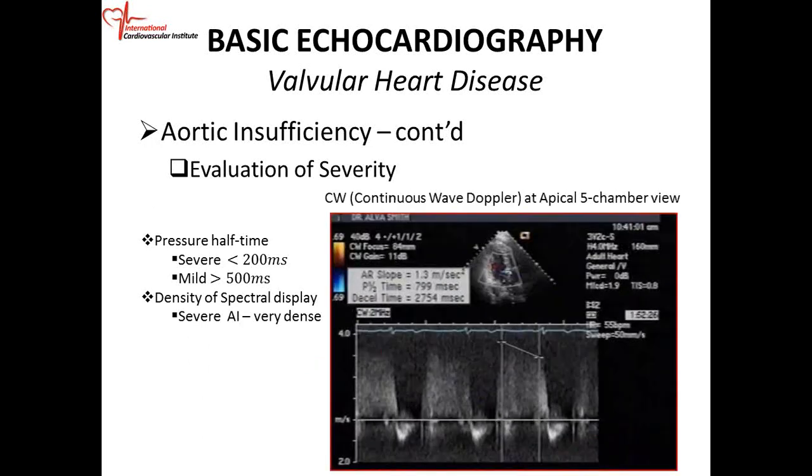We also can do what we call the pressure half-time evaluation of the AI. So in the 5-chamber view or the 3-chamber view, this is a 5-chamber view. Our 2-dimensional echo is up here, and this is our Doppler echo. It should be done with CW. The cursor is right at the aortic valve. There's aortic insufficiency, which is depicted as a diastolic flow.